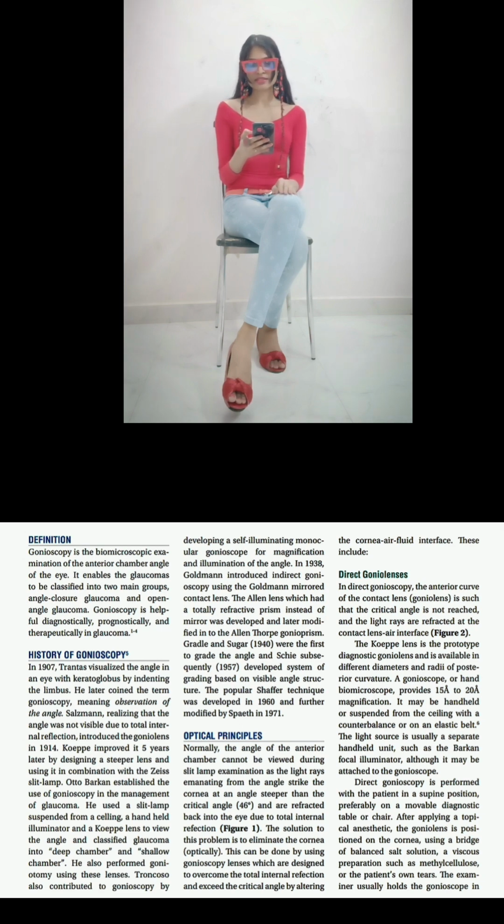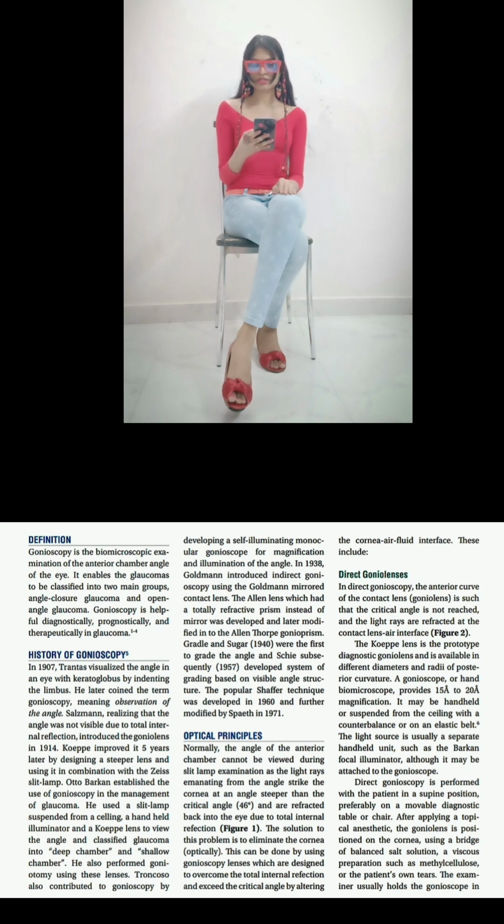The Allen lens, which had a totally refractive prism instead of a mirror, was developed and later modified into the Allen-Thorpe gonio prism. Gradle and Sugar in 1940 were the first to grade the angle, and Scheie subsequently, in 1957, developed a system of grading based on visible angle structures. The popular Shaffer technique was developed in 1960 and further modified by Spaeth in 1971.